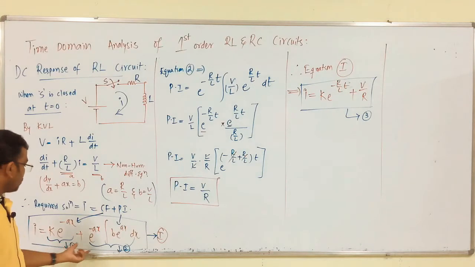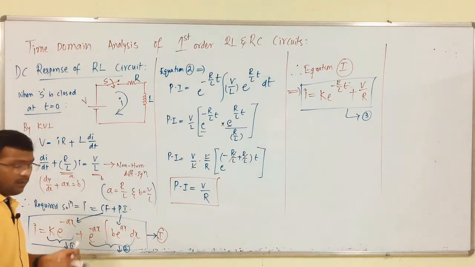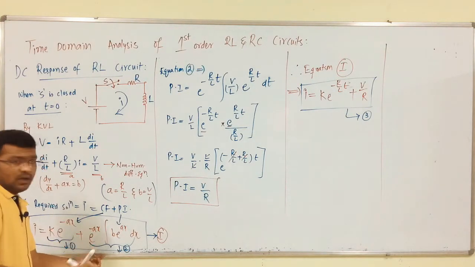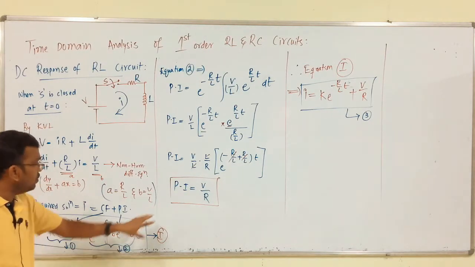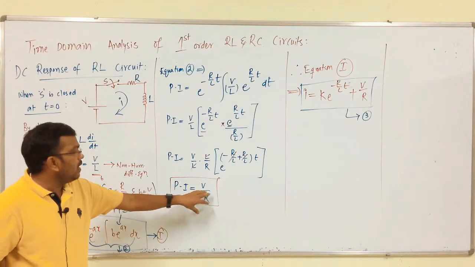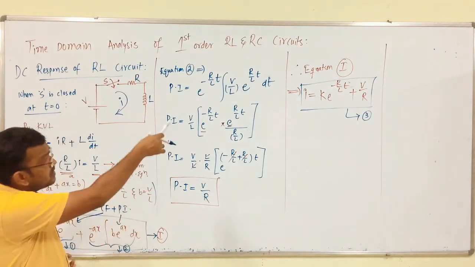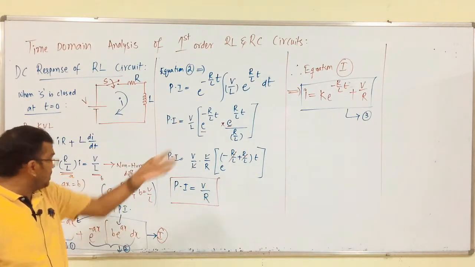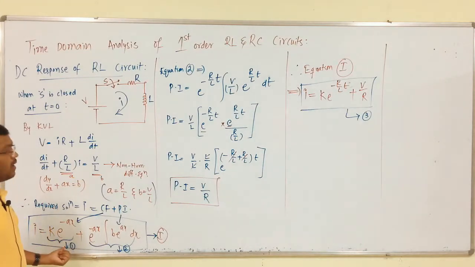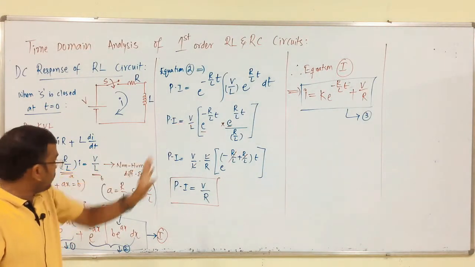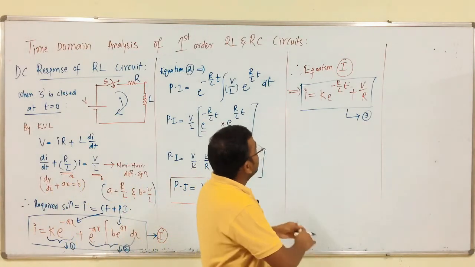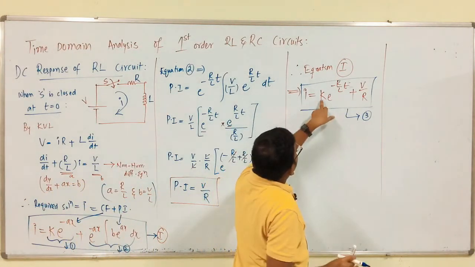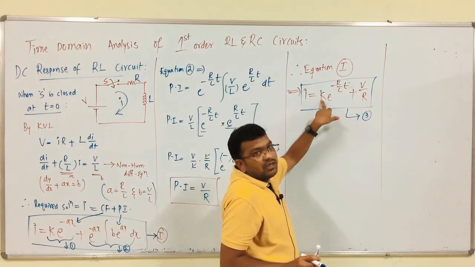So, it looks like a very big equation, no? That is why I can split it into two portions, that is equation 1 and equation 2. First I am going to solve equation 2, that is, the particular integral is nothing but V by R. At last, equation 1 implies this current I is equal to K into e power minus R by L into T plus this term, which is nothing but V by R. Substitute.